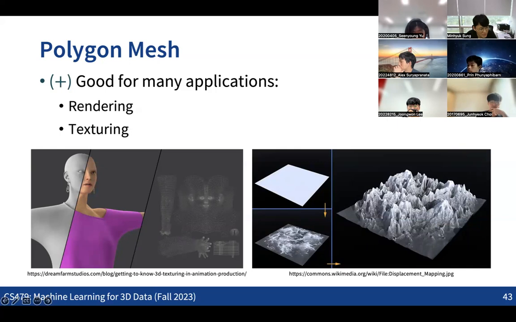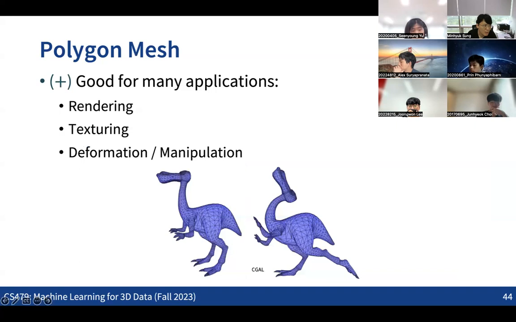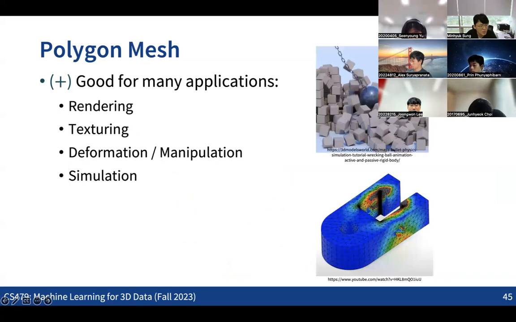Now we are having the 3D surface information. And also for many other applications, for deformation or manipulation, since we now have the surface information, we can apply these kinds of techniques to manipulate many kinds of 3D data. This means that these types of data can also be good for many kinds of simulations, for example physical simulation to check collisions or something else. So there are actually lots of goodness in having lots of applications of the polygon mesh.